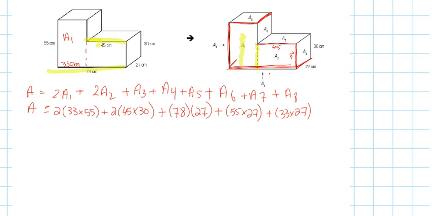A6. So A6 is missing some information. So what do I know? I know that this is 30 because it's the same as this. And I know that the whole thing is 55, right? So 55 take away 30, that is 25. So it's going to be 25 times 27. A7. So A7, we know that this is 27, and we know that this is 45. One more. A8. 27 times 30. Okay? Make sure that you do each part by itself so you don't make a mess.